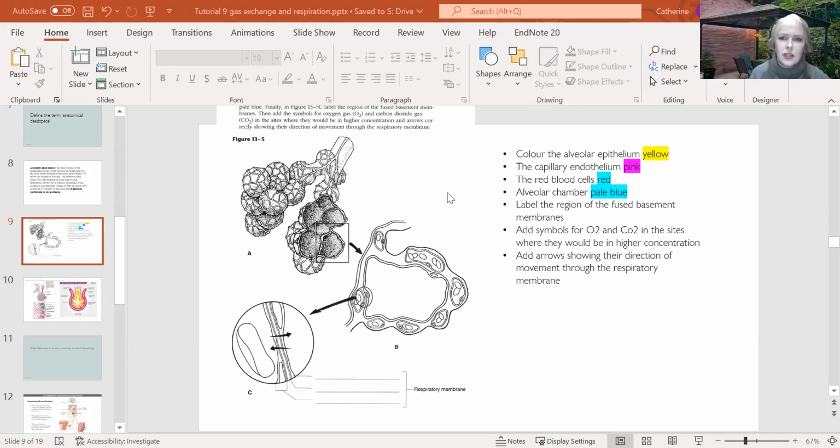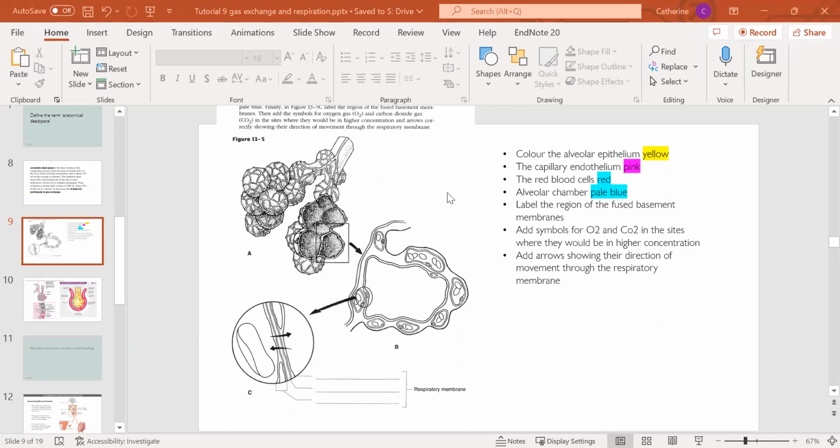Okay, let's just jump because it's really hard. Let's go down to the meat and gravy of this. Adding symbols for O2 and CO2 in the sites where they'd be in highest concentration. And then the arrows down the bottom there in C obviously are indicating O2 and CO2. So where is oxygen in highest concentration with the alveoli, and where is the other one, carbon dioxide, in highest concentration? Where do you think? This is quite logical if you think about it.